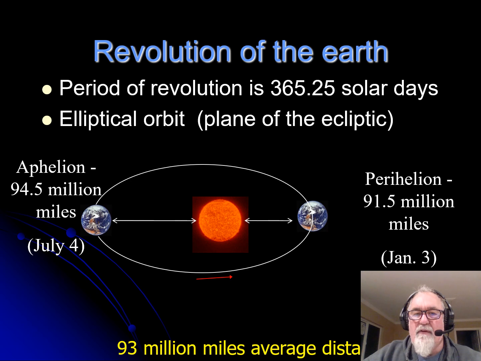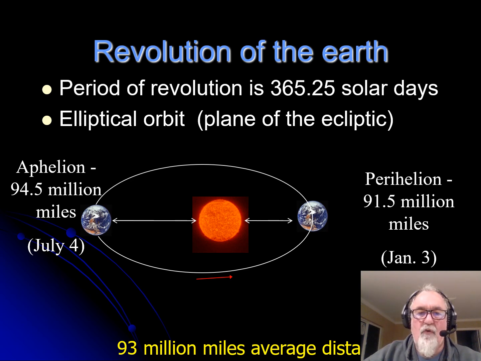Now this oblate spheroid, I said, has an average distance between us and the sun of 93 million miles, but that is not always the case. Sometimes we are closer to the sun, and sometimes we are further from the sun. So the closest we would ever get is about 91.5 million miles, and the furthest we would get is about 94.5 million miles.